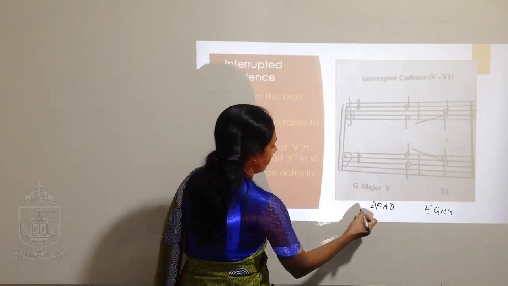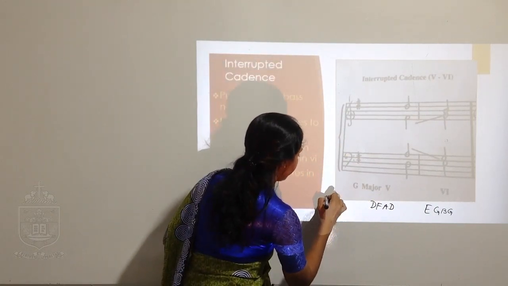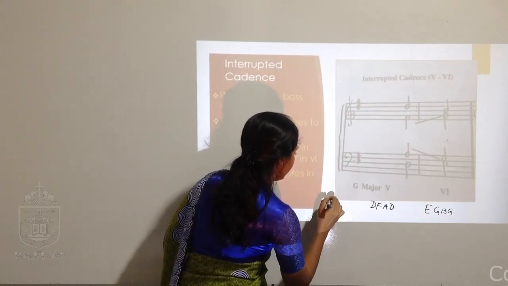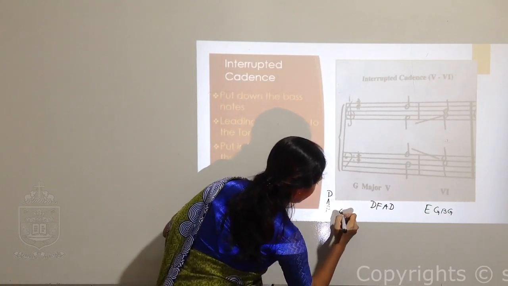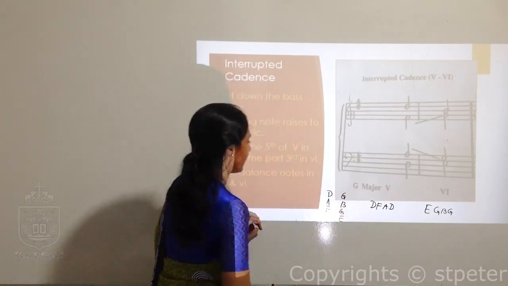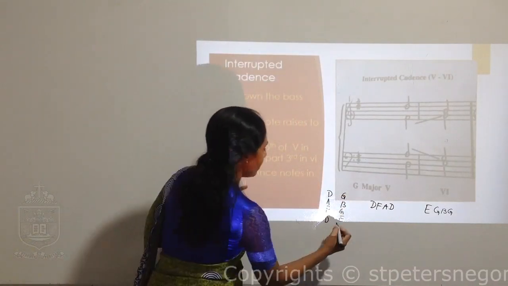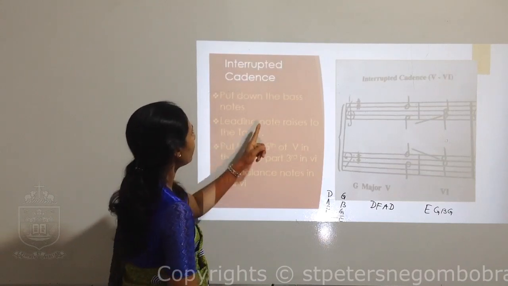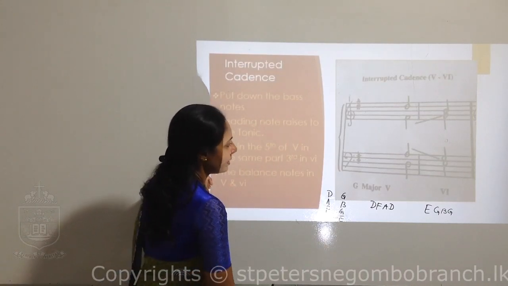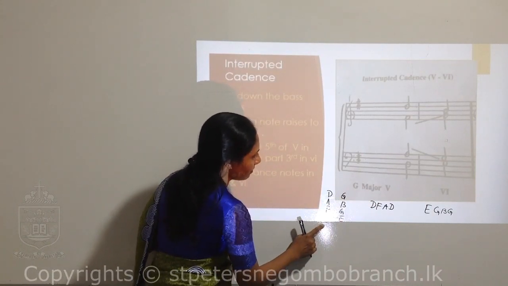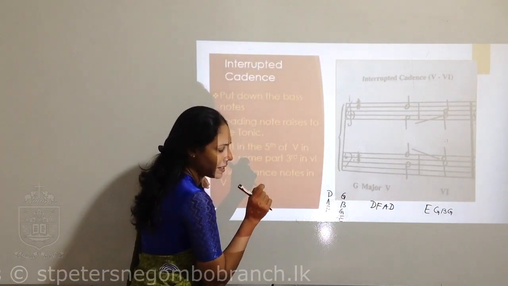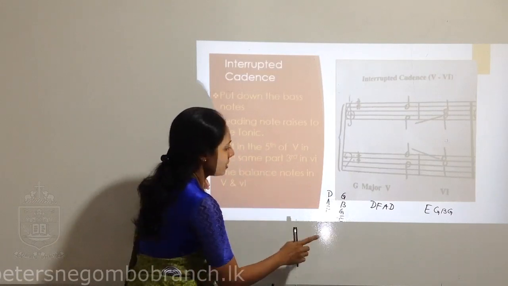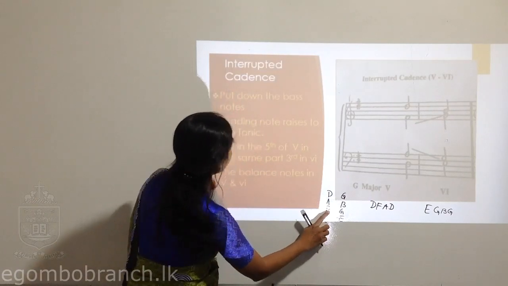So, we will write like this: D, F, A, D, E, G, B, G. Put down the bass notes. These are the bass notes. Leading note traces to the tonic. So, the leading note is in chord 5. In G major, the leading note is the F note. So F goes to G.